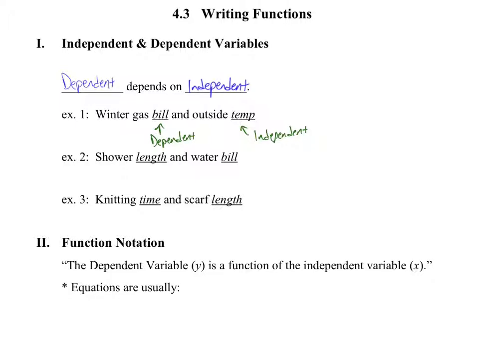The shower length, so how long you're in the shower, and your water bill. Does the time in the shower depend on the bill, or does the bill depend on the time in the shower? Bill depends on the shower. So the bill just naturally depends, and this here is going to be the independent. You could try to argue the other way, that if water's really expensive, then you're going to take shorter showers. So the length of your shower does kind of depend on your bill. But that's you choosing to take a shorter shower, where the other way just naturally happens. The bill just naturally depends on how much water you're using.